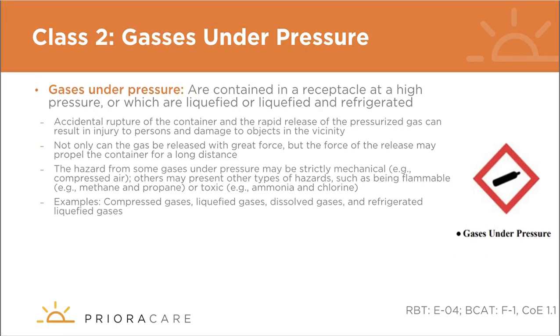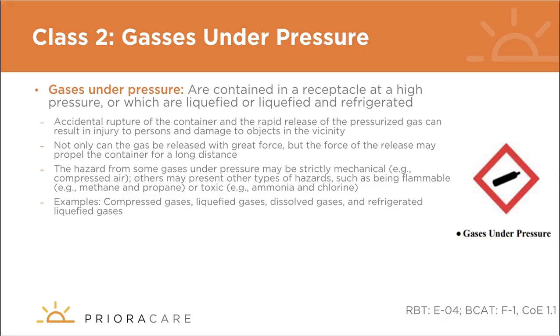Class 2 includes gases under pressure. These are gases which are contained in a receptacle or container at a high pressure, or which are liquefied and refrigerated. Accidental rupture of the container and the rapid release of the pressurized gas can result in injury to persons and damage to objects in the vicinity.